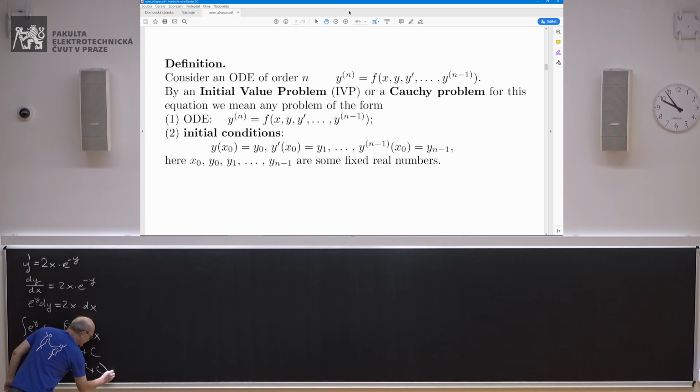Important part, where is it valid? Well, let's see. I need to make sure that this logarithm actually exists. That's the only trouble I can see here. We should also look at the equation. Is there trouble here? No trouble here. So the only trouble is here. And what do I need? Well, I need that x squared plus c is positive. That's what I need.